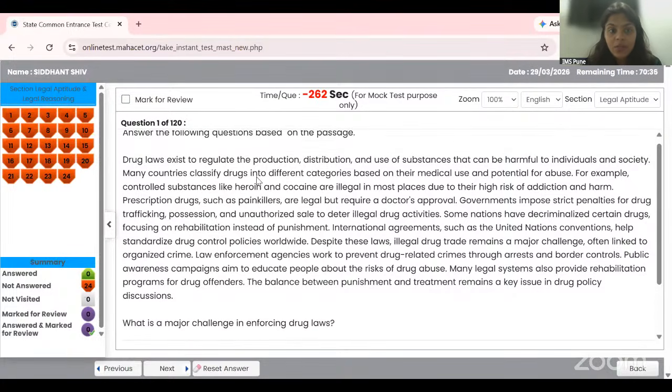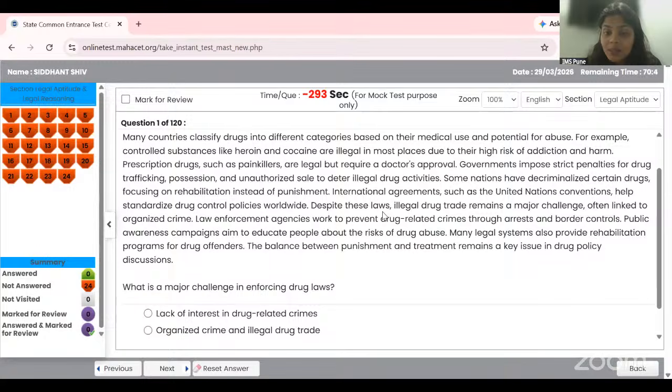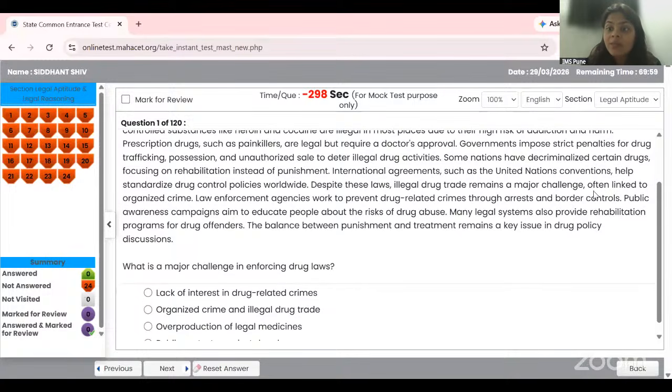When we look at the passage, drug laws exist to regulate certain activities. Then, what are countries classifying it as? The next line is talking about the different drugs that are used and different ways. Then we're talking about the prescription drugs. We are talking about the penalties which are imposed. We are talking about how some nations have decriminalized it, and international agreements. Then here you see that despite these laws, illegal drug trade remains a major challenge. So here we get our answer, and it is often linked to organized crime.